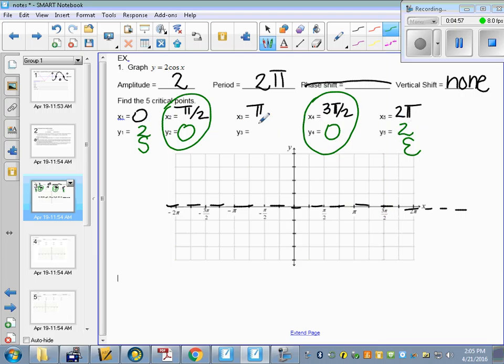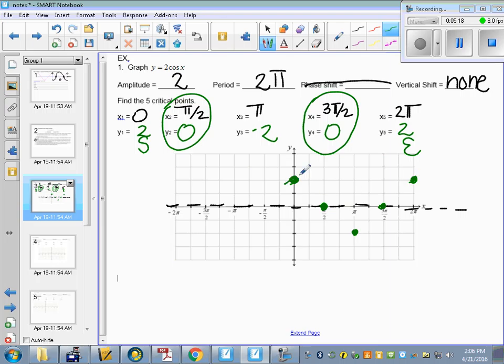And then our middle point here is going to be the minimum. So we're at 0 on the midline, and we're going to go down 2 units to get to the minimum. And let's plot these 5 points: 0, 2; pi over 2, 0; pi, negative 2; 3 pi over 2, 0; and 2 pi, 2.